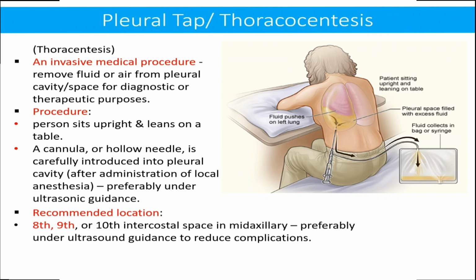A cannula or hollow needle is carefully introduced into the pleural cavity after administration of local anesthesia. Recommended site is 8th or 9th intercostal space in mid axillary line, preferably under ultrasound guidance to reduce complications.